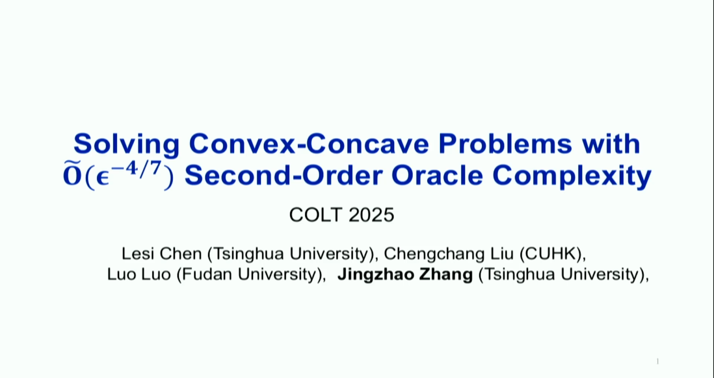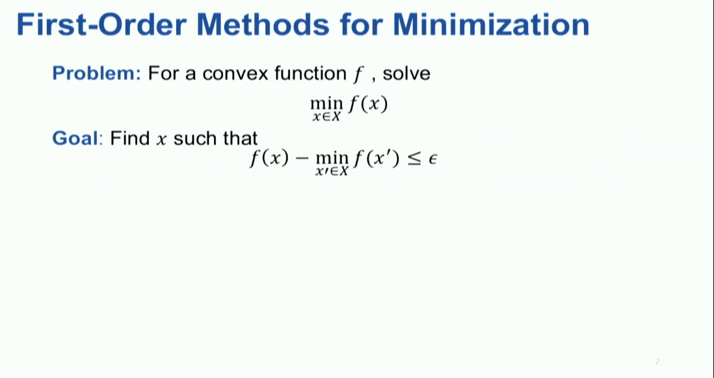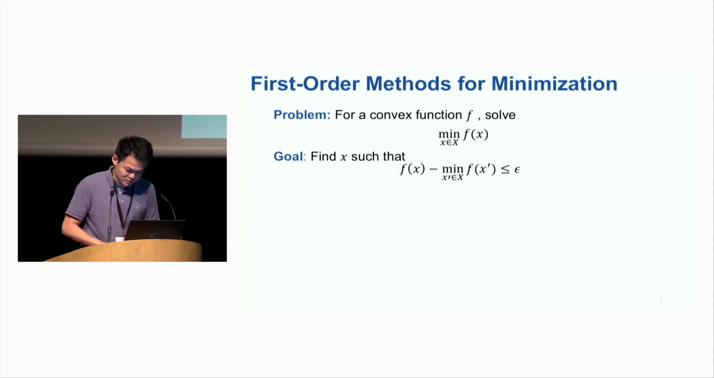We will start with the classical results. In convex optimization, we are usually minimizing a convex function f, and the goal we want to achieve is to find a point x that is epsilon close to the optimal point. This is the standard setup.